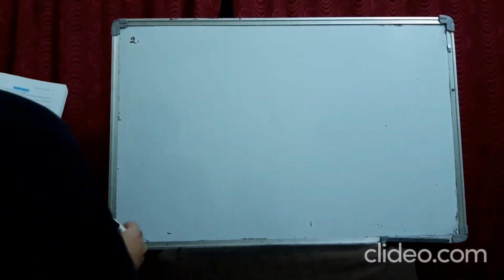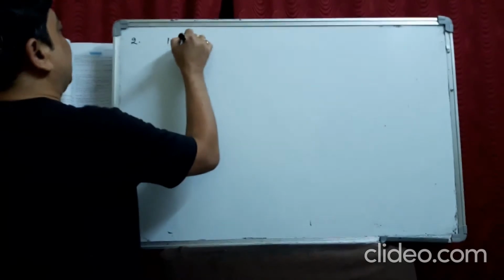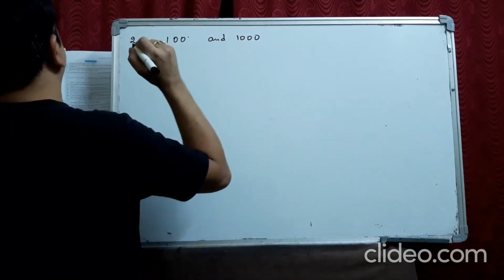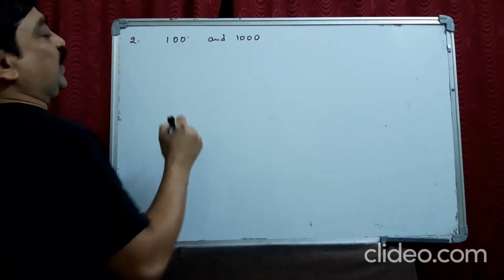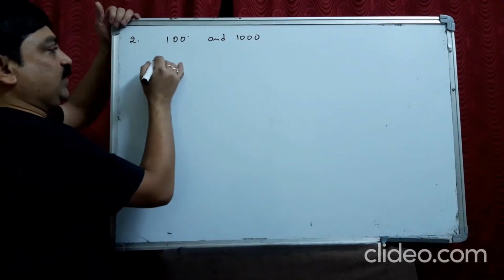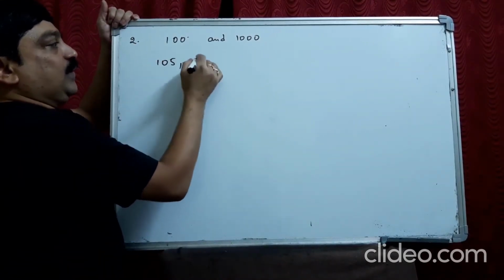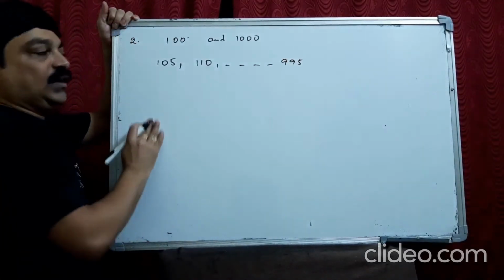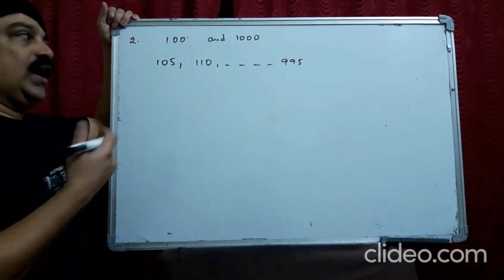Second one, find the sum of all natural numbers lying between 100 and 1000. Between means these two should not be included, which are multiples of 5. So let us start with 105, 110 and so on till 995. We don't know how many are there. You are asked to add them.